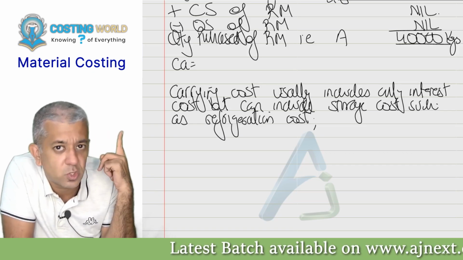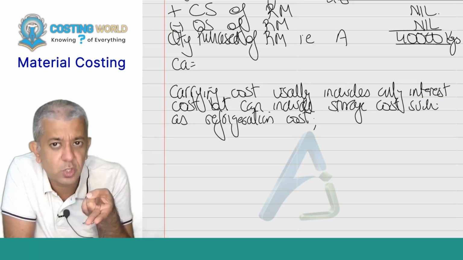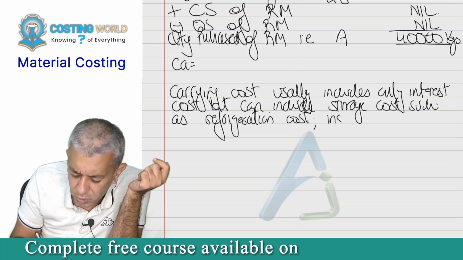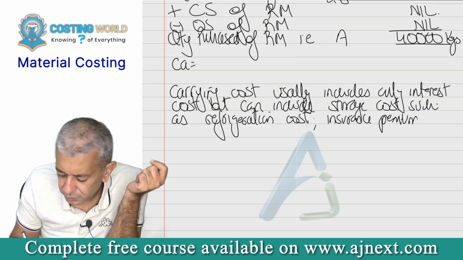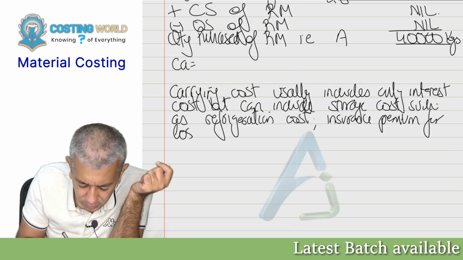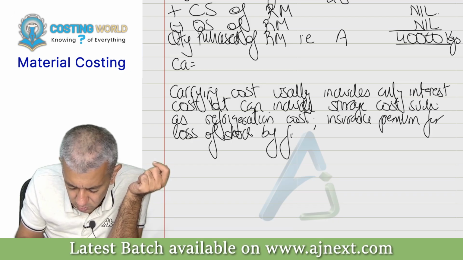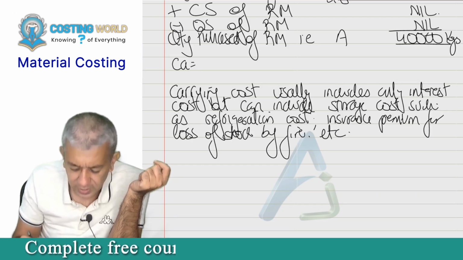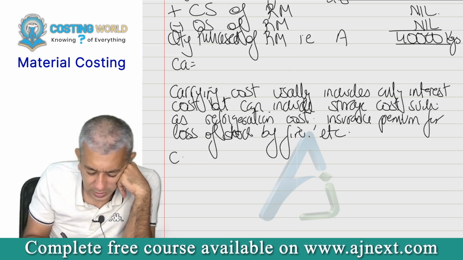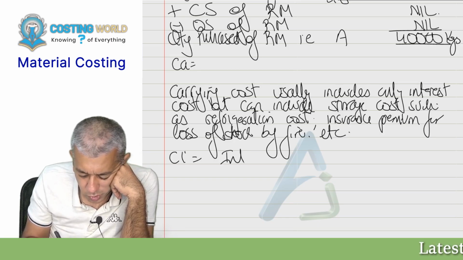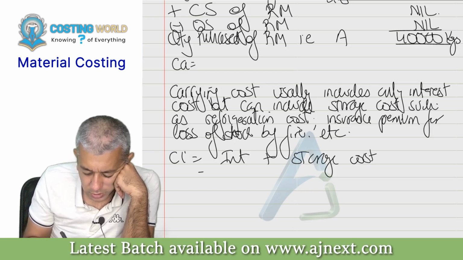Basically any cost that you incur because you're stocking the goods comes over there. It could be that interest cost that we all discussed day before yesterday. It could be in this case your refrigeration cost. It could be insurance premium for loss of stock also. So therefore you all can write down insurance premium for loss of stock by fire, etc. So CI is equal to interest cost plus in this case your storage cost.